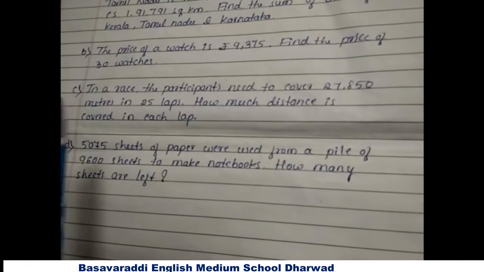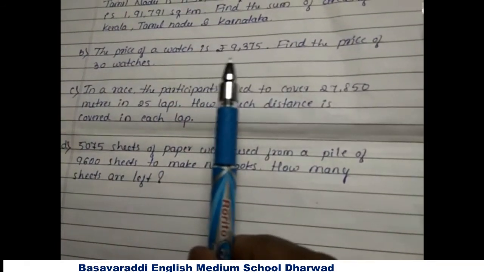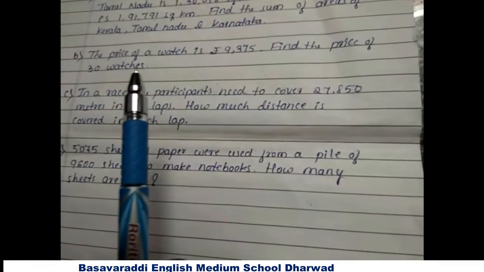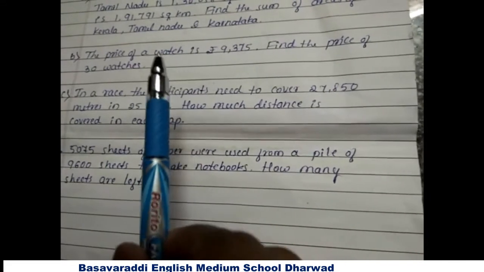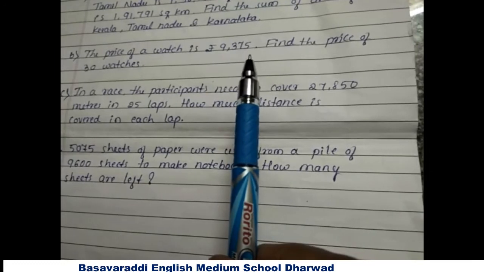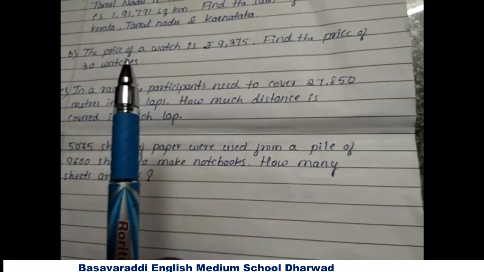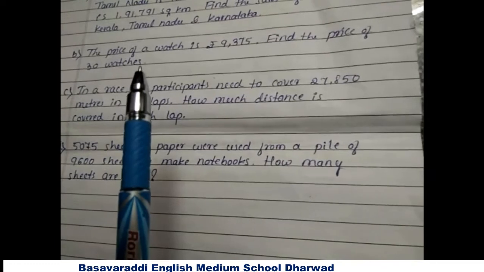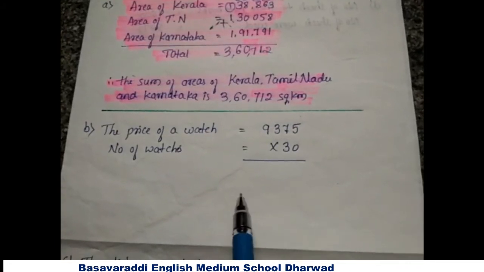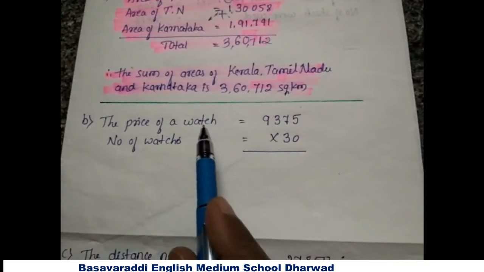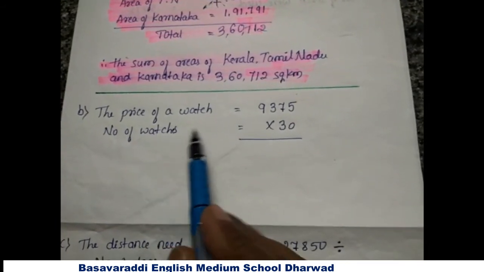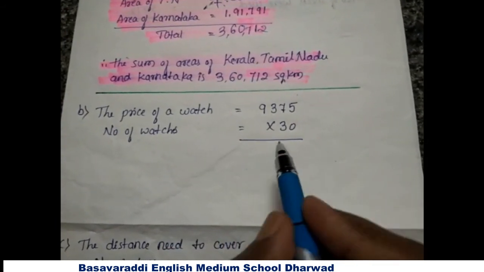The next question. The price of a watch is rupees 9,375. Find the price of 30 watches. Okay, the amount of the watch is 9,375. So we have to find out the price of the 30 watches. It means the multiplication. Next, the price of watch is equal to 9,375 rupees. The number of watches are 30. Yes, do the multiplication.